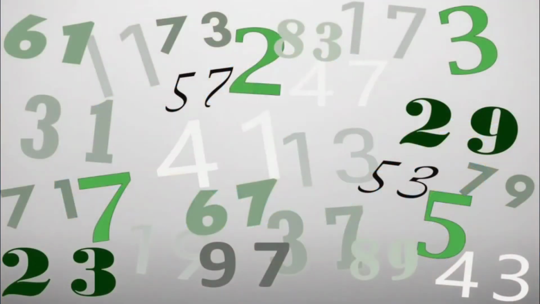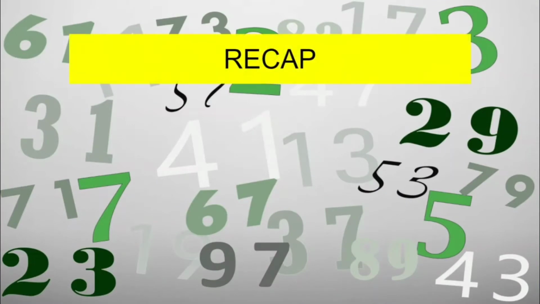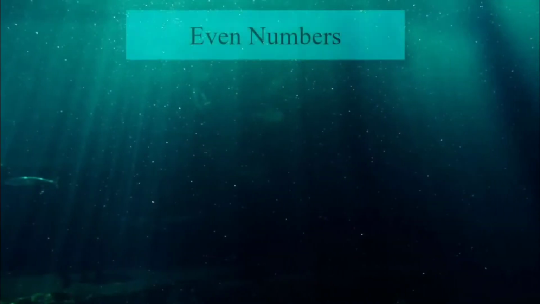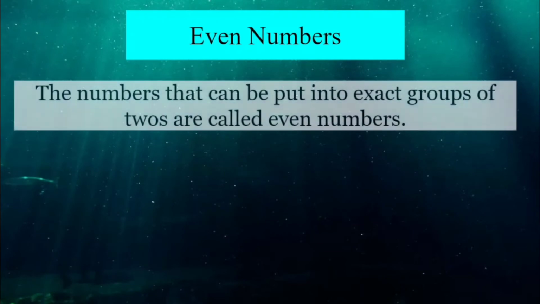Before starting our today's class, let's have a quick recap of what we have learned in our last class. In the last class, we learned about an interesting concept of numbers, odd and even numbers. So first, let us start with even numbers. The numbers that can be put into exact groups of 2's are called even numbers.